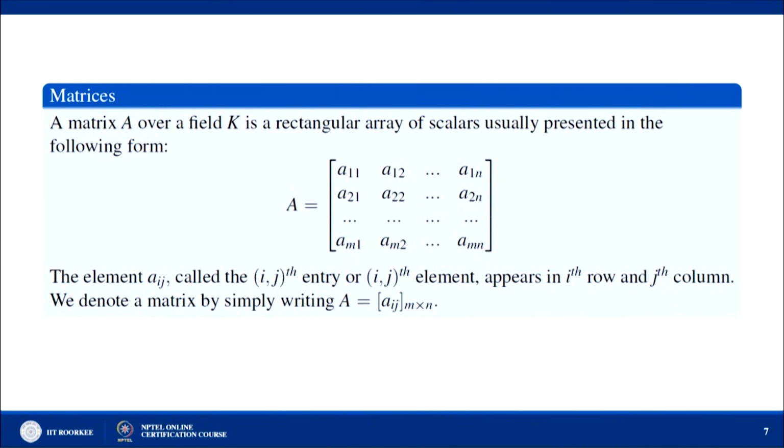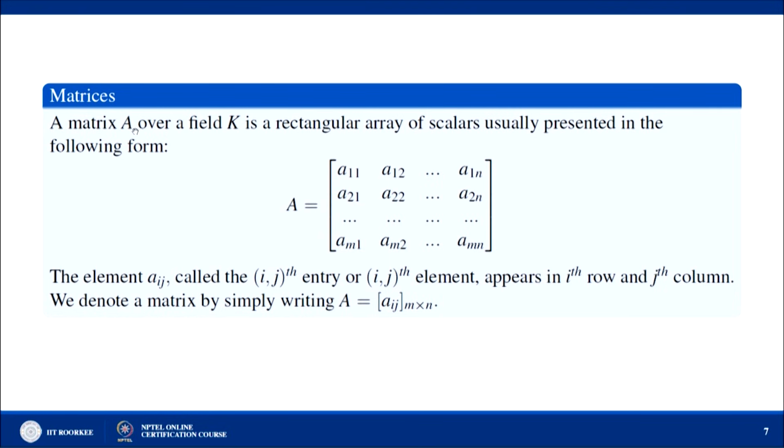Now, come to matrices. So, we define group and field because we want to define matrices over a field K. Matrices are always defined over a field. That is why we first clear out what we mean by a field. Now, we define matrices. What do you mean by matrices?